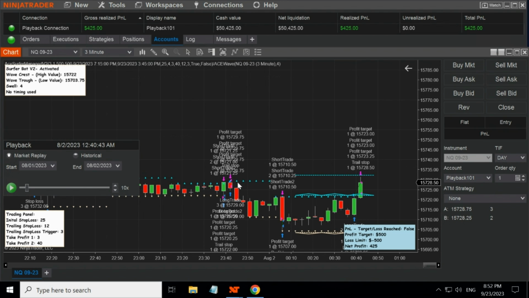So that is how the trailing stop works for Surfer version 2. If you have any questions, please ask me in Discord. I'm more than happy to support everyone. And just be mindful to not keep your trail stop too close. Okay, do give it room to breathe and to allow for minimal slippage.